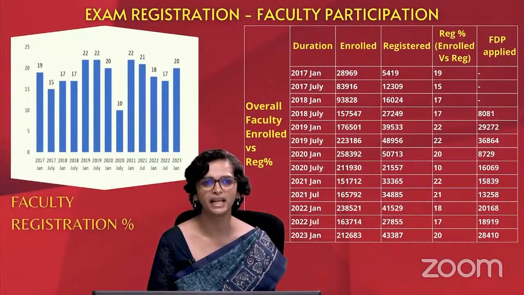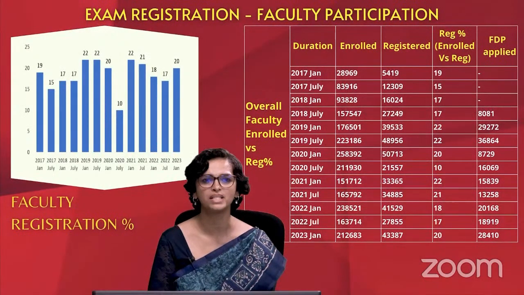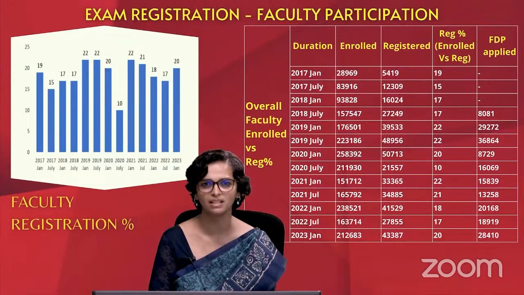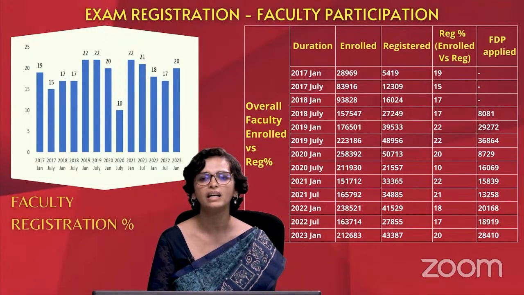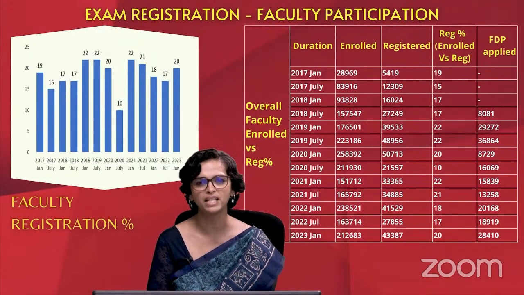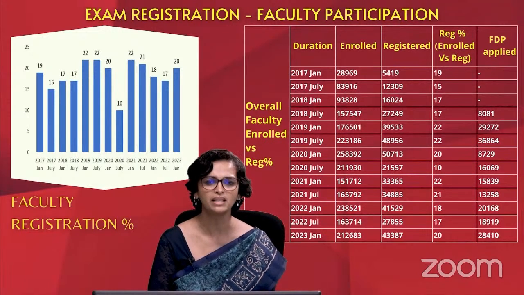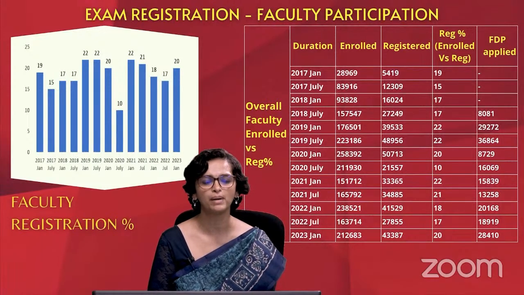You can also see some data here. What is the faculty registration that we are seeing semester after semester? Typically 20% of those who enroll in courses actually register for exams, that is the conversion rate with respect to faculty, and out of that a subsection applies for FDP certificates. So in the Jan 2023 semester, you can see that about 28,400 faculty have applied for FDP certificates from NPTEL side.